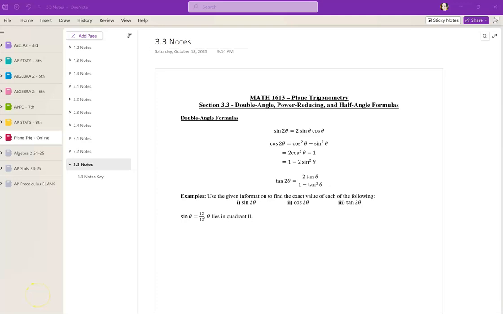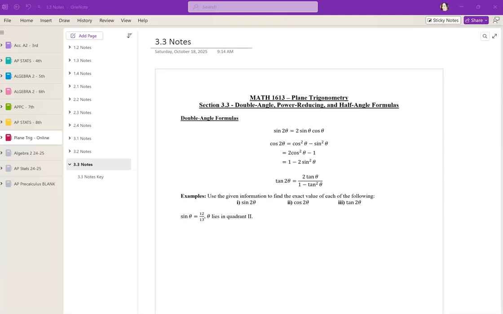Hey guys, welcome back. Today we're going to do section 3.3. We're going to be looking at three different types of formulas. We're going to be looking at double angle, power reducing, and half angle formulas.